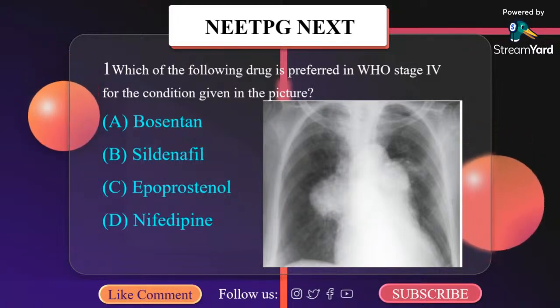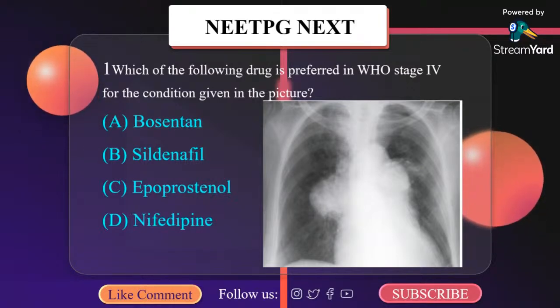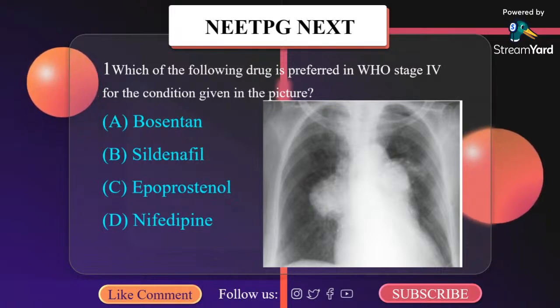So the four options are A. Bosentan, B. Sildenafil, C. Epoprostenol, and D. Nifedipine. So the correct answer here is epoprostenol, that is C.